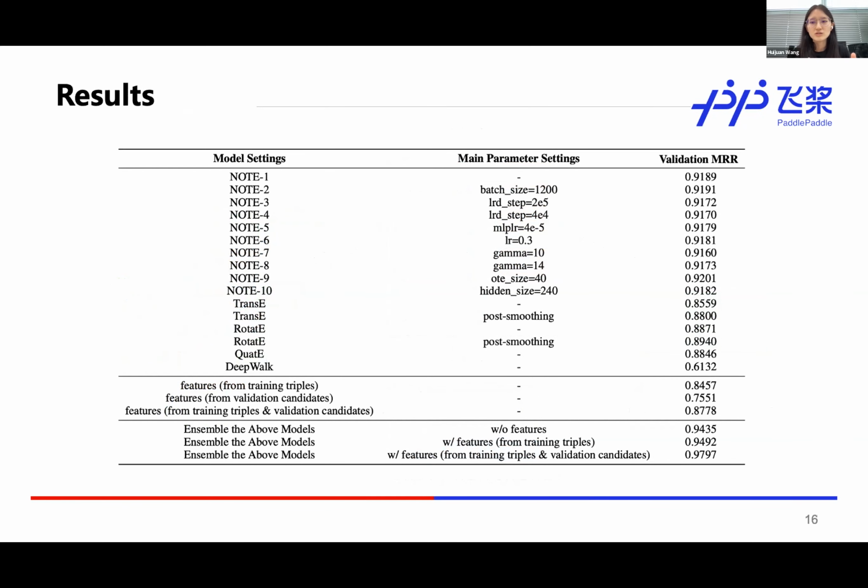And this table shows the experimental results of our solution on the validation dataset. As we can see, we use 16 models and 12 features, which are constructed from both training triplets and validation candidates. And finally, we get a 0.979 MRR result on this task.